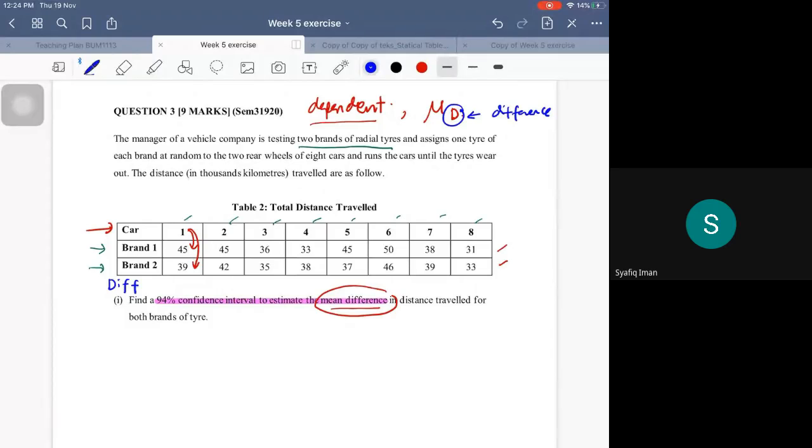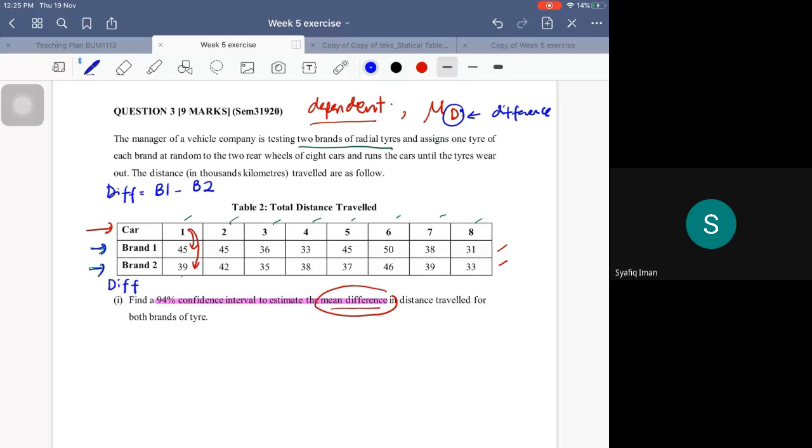But how do I know whether it's going to be brand 1 minus brand 2 or brand 2 minus brand 1? First, I'm going to have a look at the question, whether it mentions which brand comes first. For this case, it doesn't mention whether it should be brand 1 minus brand 2 or brand 2 minus brand 1. So therefore, we are going to refer to the data itself. I have brand 1 at the top, brand 2 at the bottom. So I'm going to take brand 1 minus brand 2. I'm going to define over here that my difference is the data from brand 1 minus the data from brand 2. So you calculate each of them. So 45 minus 39. What is 45 minus 39, by the way? It's going to be 6, isn't it?